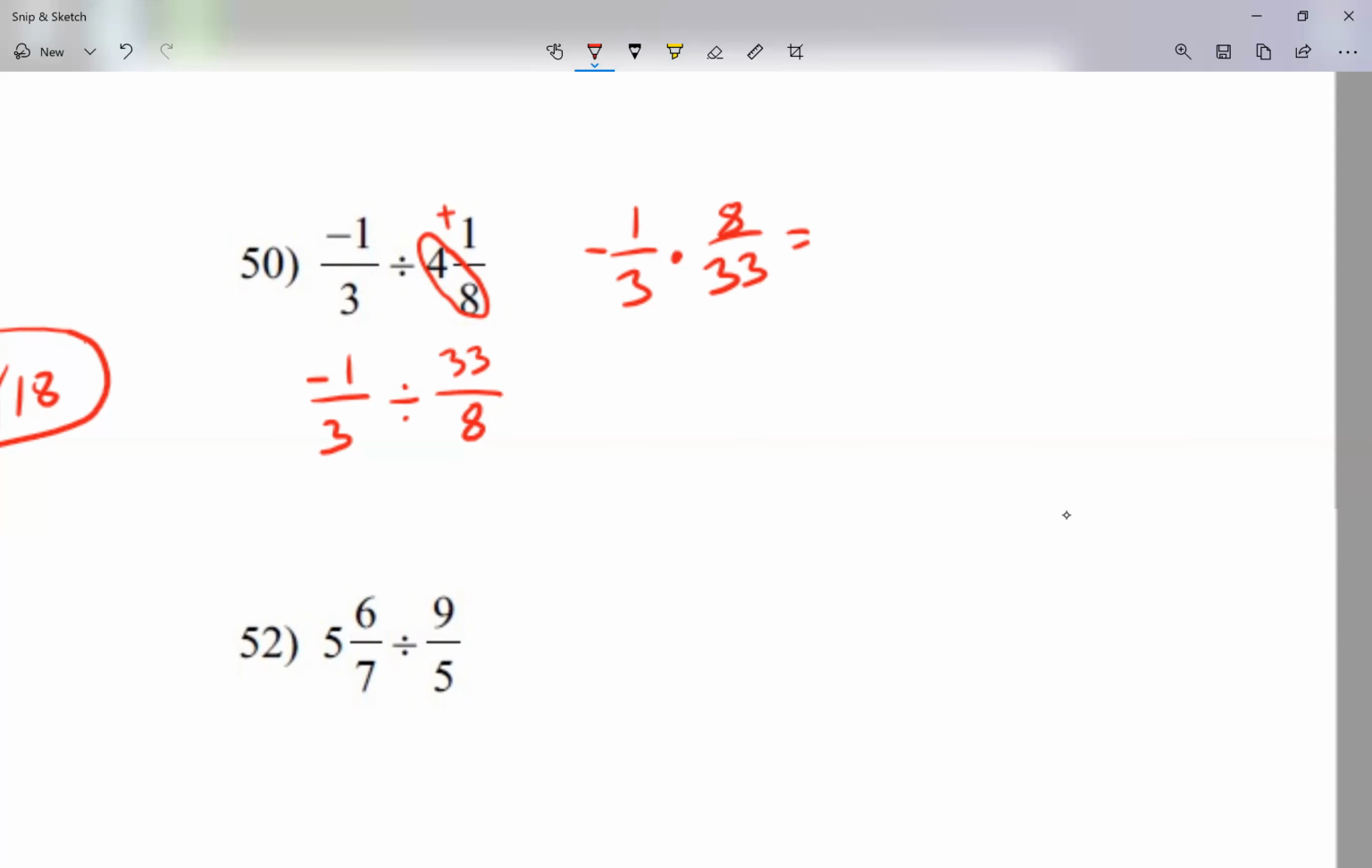So when I look at my question here, on the top, multiply my numbers on the top. 1 times 8 is 8. At the bottom, 3 times 33 is 99. Because one of my fractions is negative, let me bring the negative sign to the front. Okay, the big number's at the bottom, so we're good. So the way I'm going to type this will be negative 8 over 99.